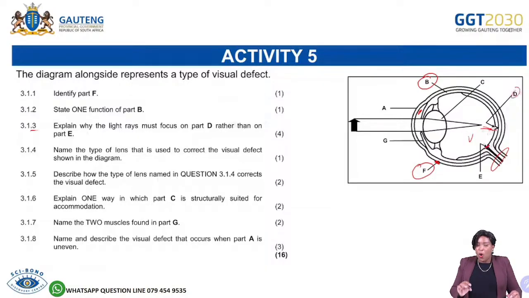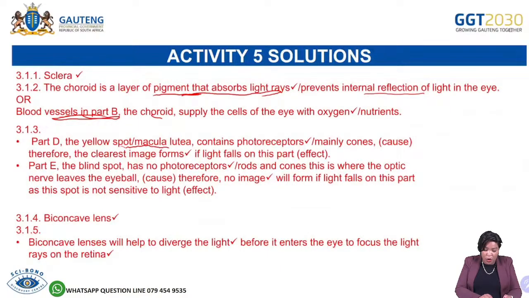But remember, we spoke about what the one is responsible for, because it has rods and cones, those are the photoreceptors that are going to do what? To absorb light and interpret light and form an image. However, the other one does not. So your E is your blind spot. So let us check it. Part D is going to be your yellow spot, or the macula lutea for those of you level 7 learners, but just stick to yellow spot. The yellow spot contains the photoreceptors that are mainly cones. So even if you say photoreceptors, you are still going to get a mark, but mainly cones.